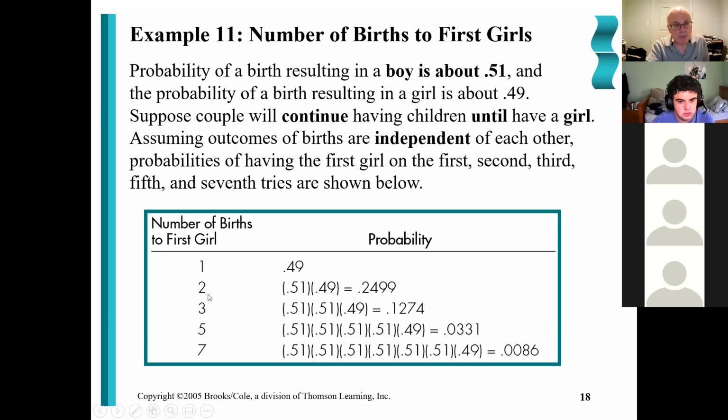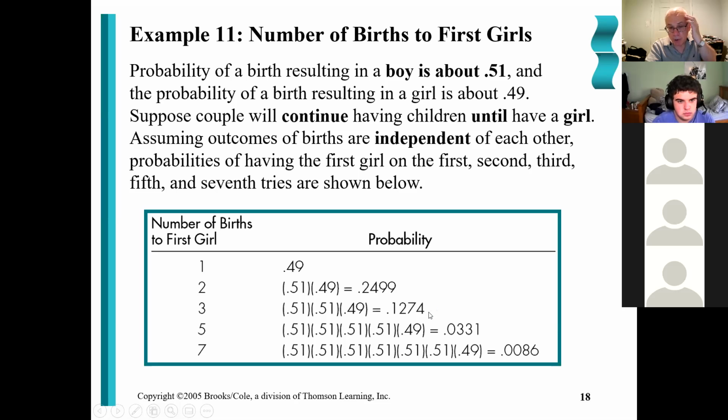What if you have 2 kids? What's the probability of getting the first girl as the second child? Well, the first child's going to be a boy, it's 0.51, and the second child's a girl. We multiply 0.51 times 0.49, we get this number here. We saw that example earlier. What if we had 3 kids and we wanted to know the probability of getting the first girl on the third try? Well, the first 2 children are going to be boys, that's 0.51 times 0.51, and the third will be our girl, which is 0.49. We multiply these 3 numbers together, and we get 0.1274.